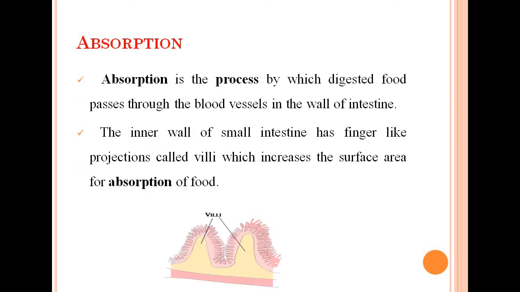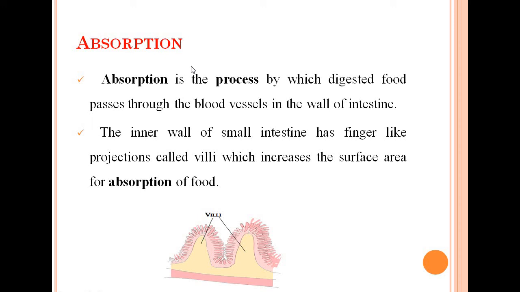Now we are entering the next process of nutrition, that is absorption. Absorption is the process by which digested food passes through the blood vessels in the wall of the intestine. This is the process where the simpler substances get diffused into the blood and then are distributed to different parts of the body.